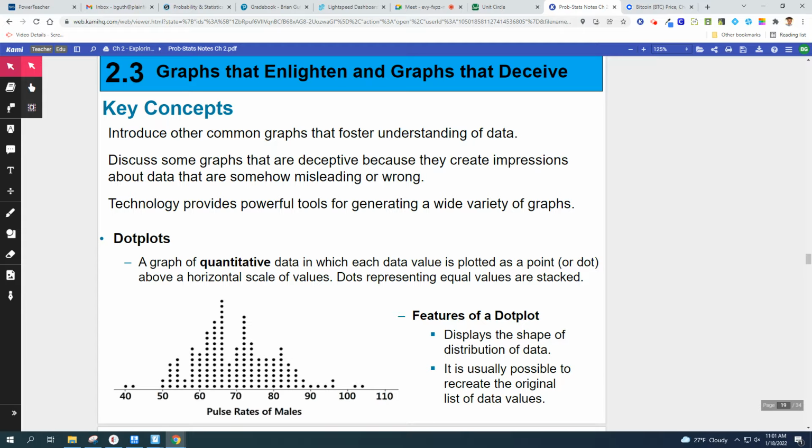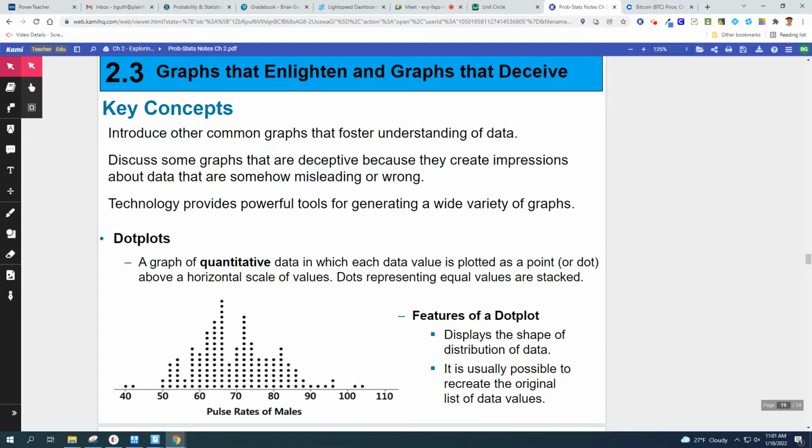Dot plots are the first thing, and this is one that you've definitely seen before. It's a graph of quantitative or numerical data in which each data value is plotted as a point or dot above a horizontal scale. It looks an awful lot like a bar graph, except instead of bars, we've got dots. Each dot represents one instance of that number.